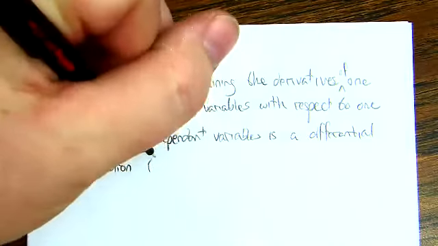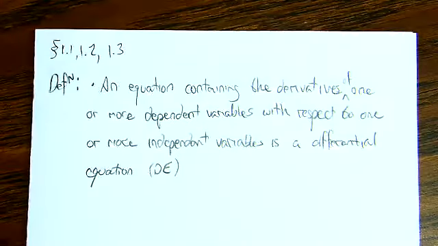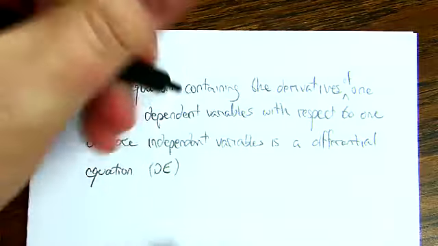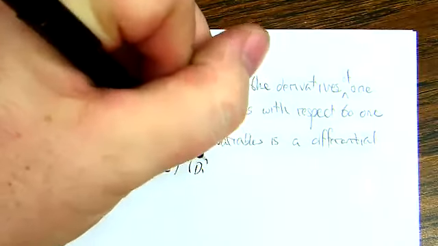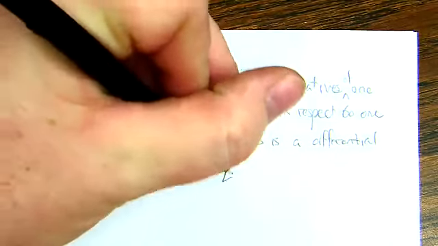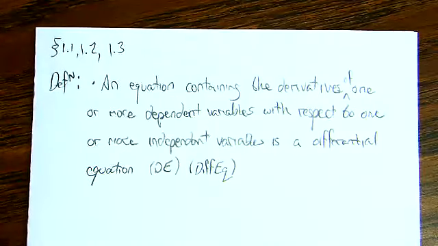We usually will just abbreviate differential equation as DE, or sometimes diff EQ. That is to say, a differential equation is an equation involving a derivative. We don't care how many derivatives, we don't care what the derivative of. Just if it's an equation that has a derivative, it is a differential equation.